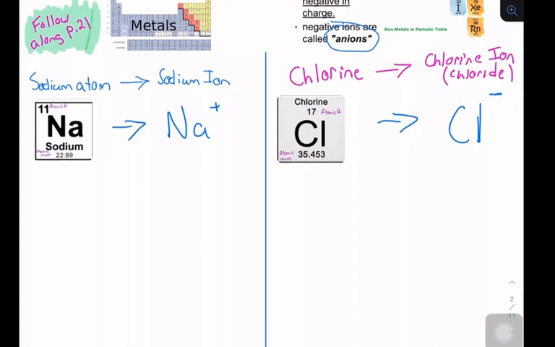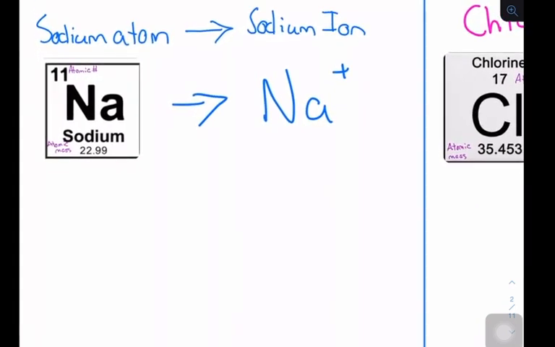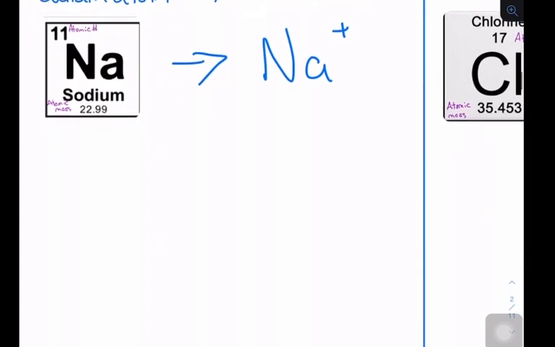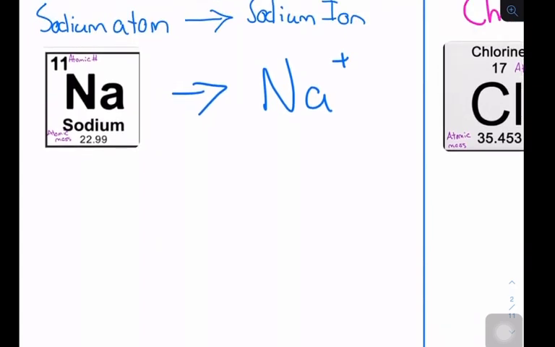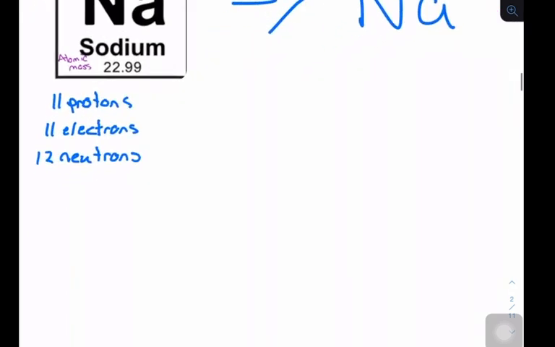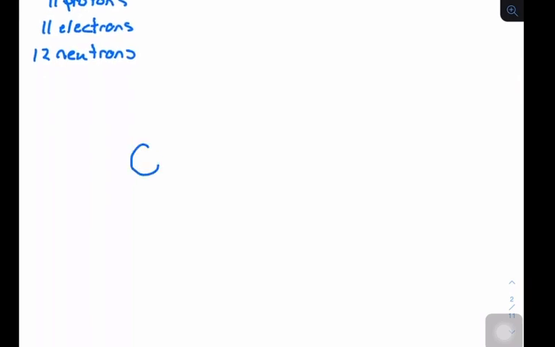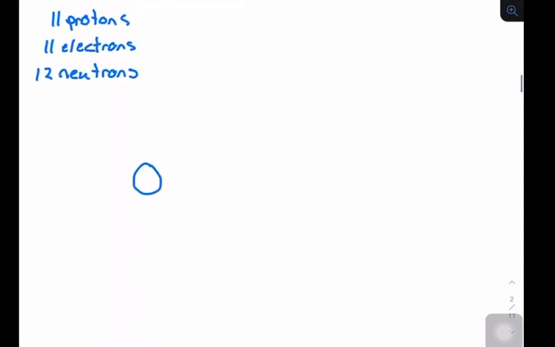So I'll draw sodium here, and then I'll draw what happens to sodium when it becomes an ion. Sodium is atomic number 11, which means that it has 11 protons, 11 electrons, and we have 22.99, which is pretty much 23 for our mass. 23 minus 11 would make 12 neutrons. So if I'm drawing sodium, I'm going to have my first circle, and that's going to contain 11p, 12n.